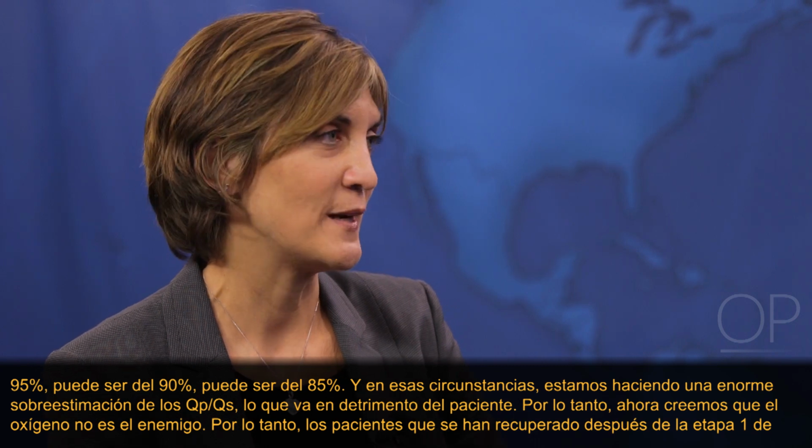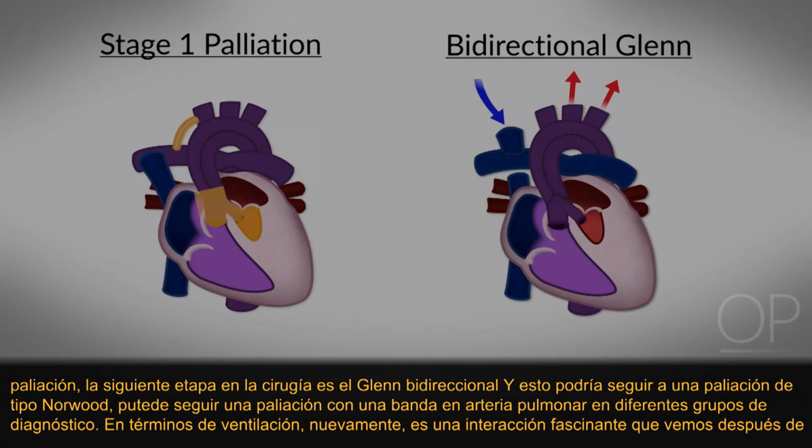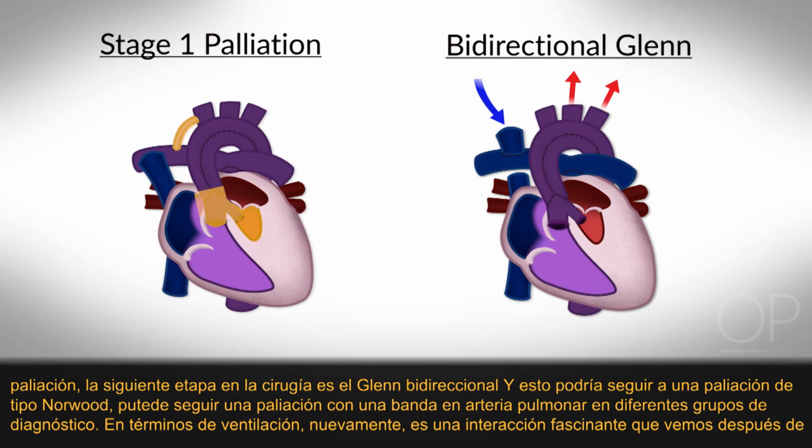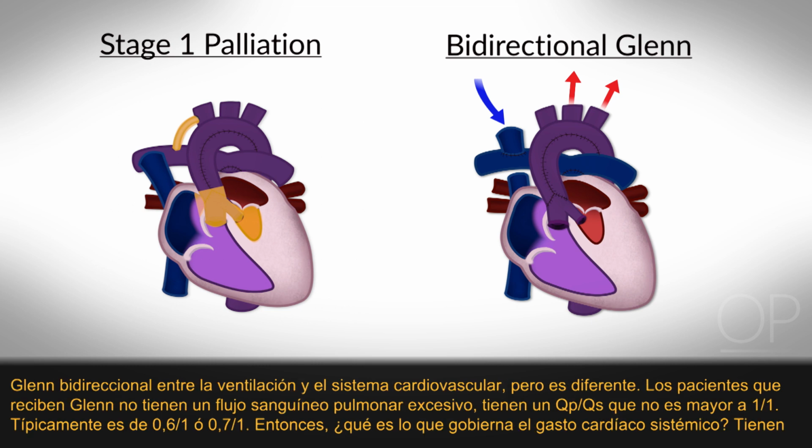So patients who have recovered after the stage 1 palliation, their next stage of surgery is the bidirectional Glenn, and that could follow a Norwood type palliation. It may follow a palliation with a PA band in different diagnostic groups. Again, it's a fascinating interaction we see after bidirectional Glenn between ventilation and the cardiovascular system, but it's different.